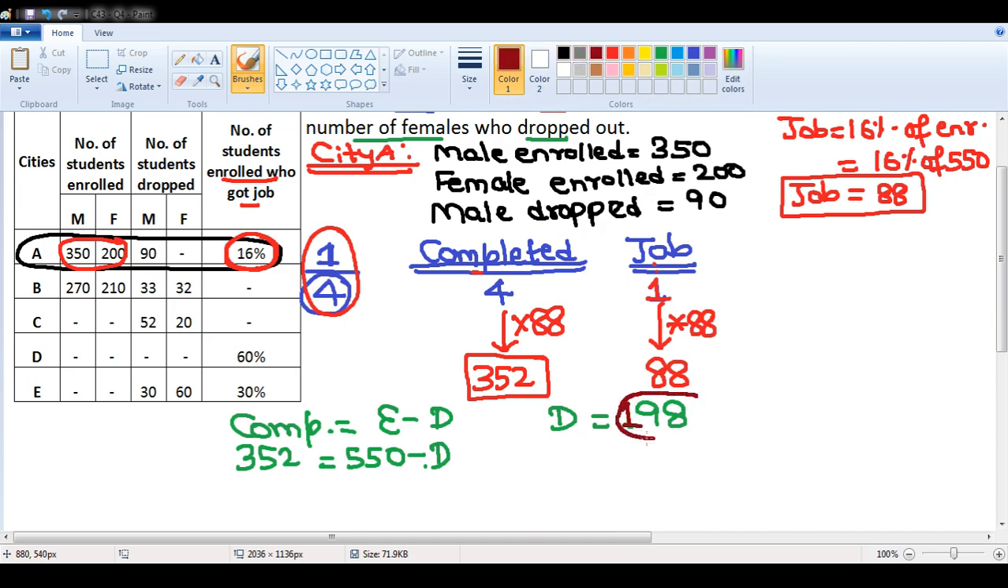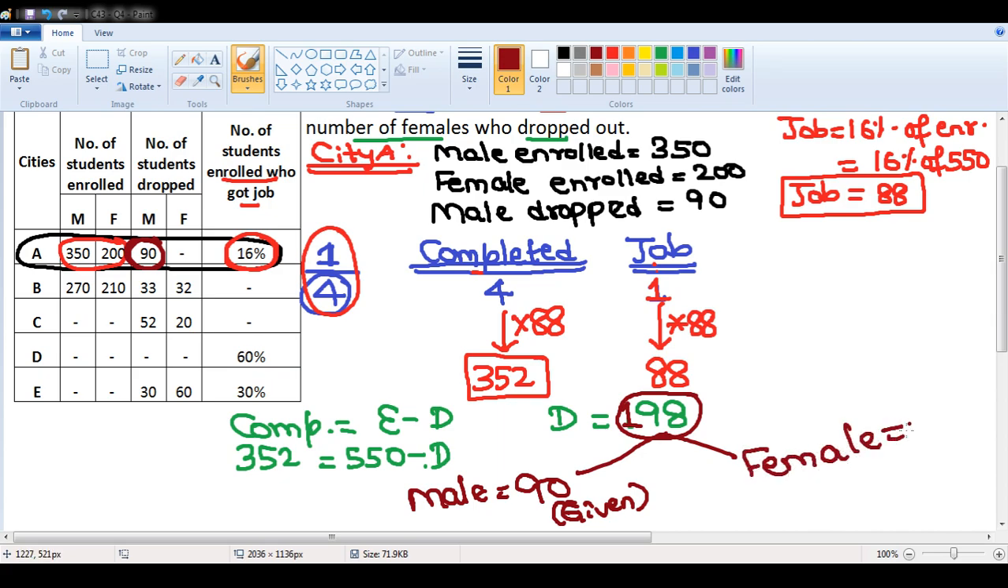Out of total 198 people dropped out, it is given in the table that 90 male people dropped out, right? 90 people are male who dropped out. This is given in the table. Out of 198, if 90 male have dropped, the remaining 108 should be female only. Answer for this question so beautifully can be determined as 108, which is my house number.